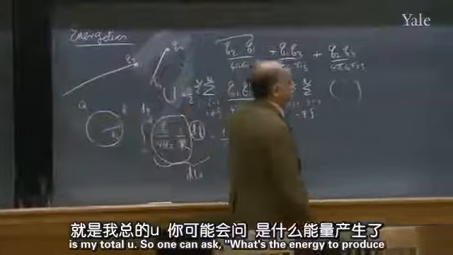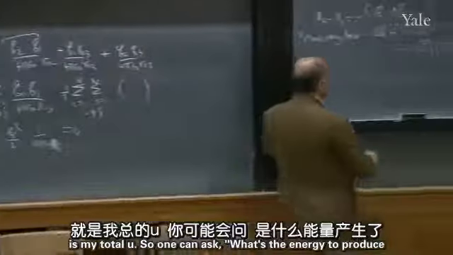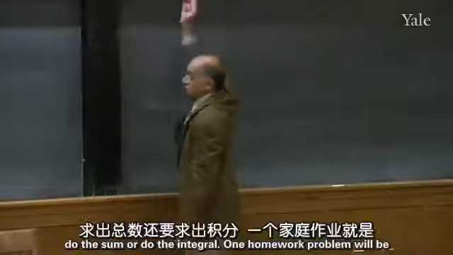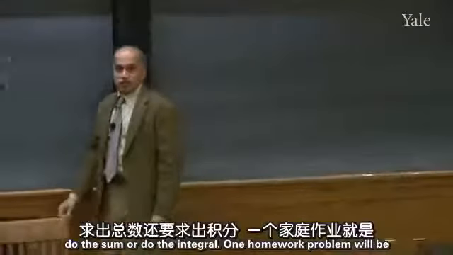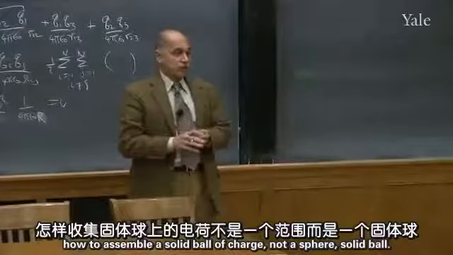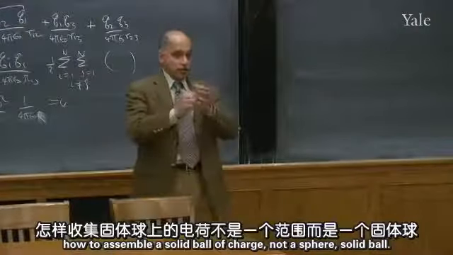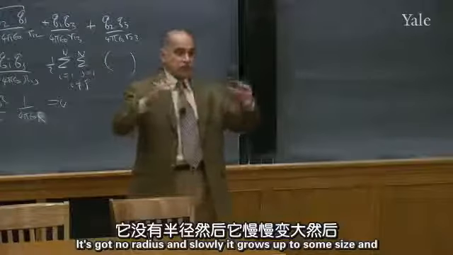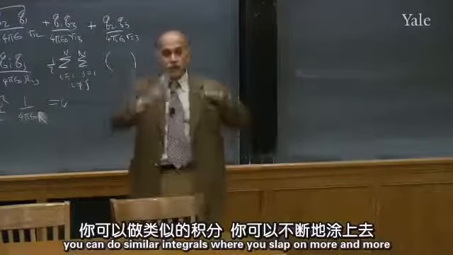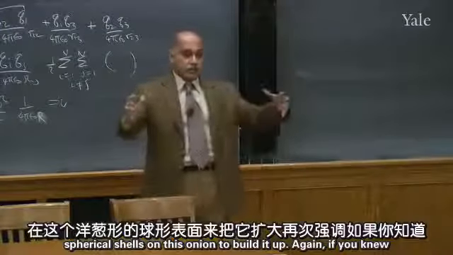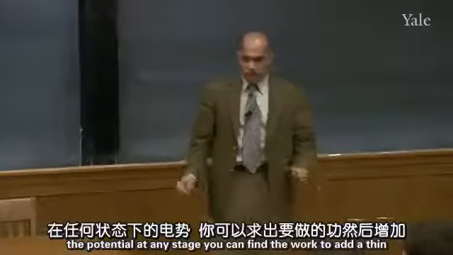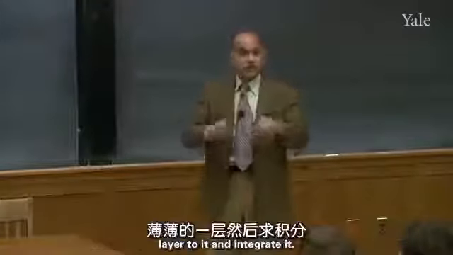So one can ask, what's the energy to produce any arrangement of charges, and you should be able to either do the sum or do the integral. One homework problem will be how to assemble a solid ball of charge. Not a sphere, solid ball. It's got no radius, and slowly it grows up to some size, and you can do similar integrals where you slap on more and more spherical shells on this onion to build it up. Again, if you knew the potential at any stage, you can find the work to add a thin layer to it and integrate it.